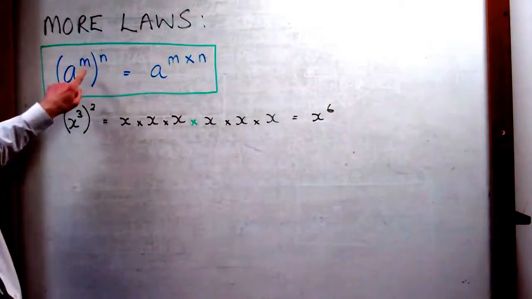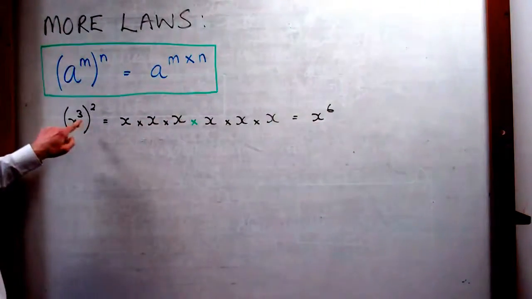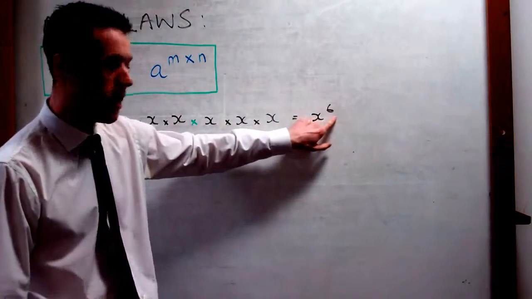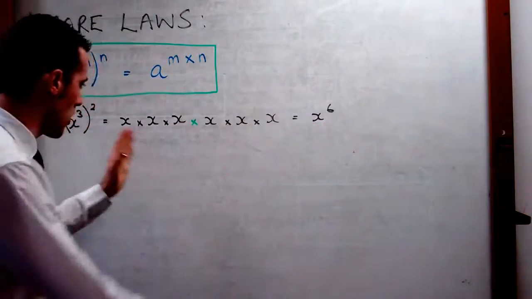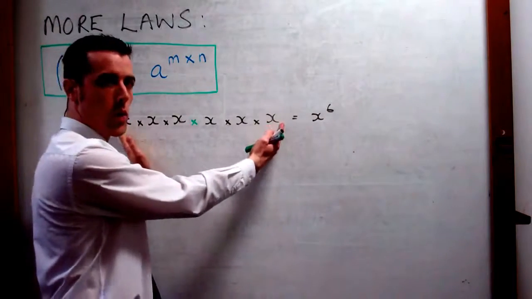Okay, how do we get to 6? Let's look at the rule, right? So we've got m and n and we multiply those together. So 3 and 2, we multiply those together and we get 6. Okay, so that's a kind of shortcut. So again, this section we don't really need to write out.